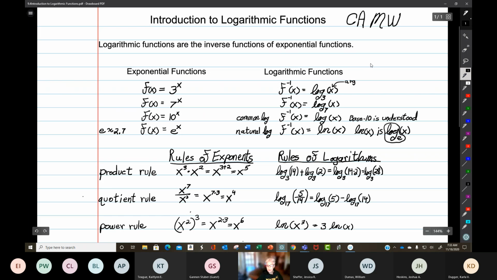Okay, so that's the basic relationship. You can come up with any base. If you wrote f of x equals 2 to the x, then the inverse function would be log base 2 of x. See, it's the same base. The 2 and the 2 show that they are inverse functions.